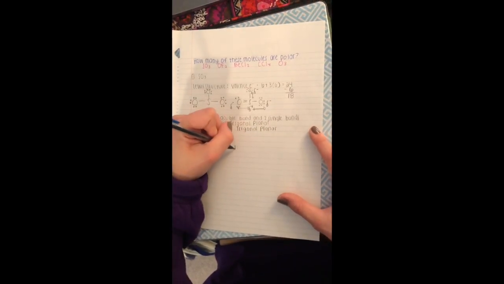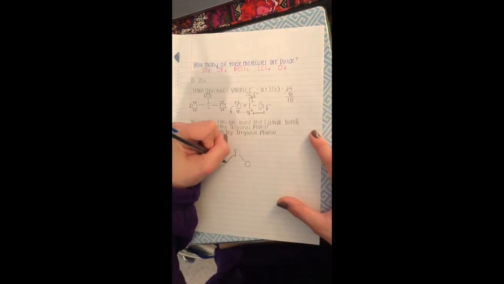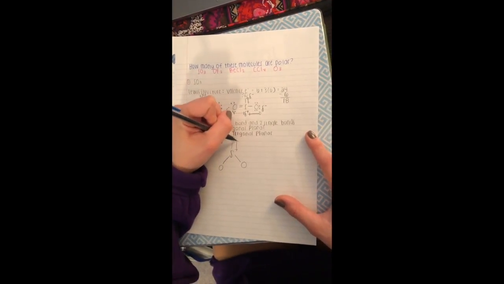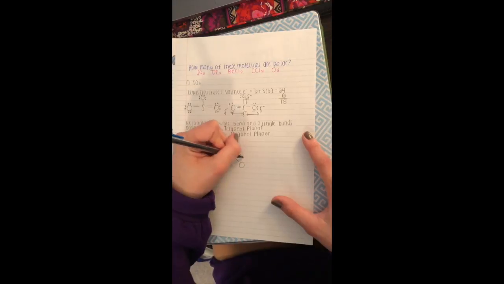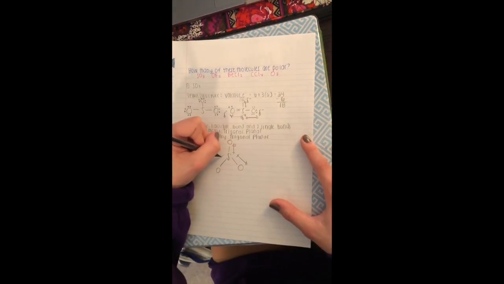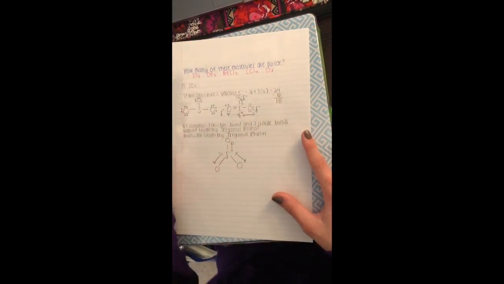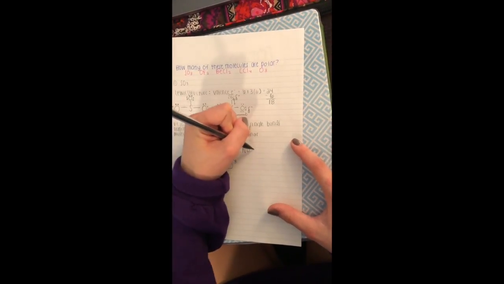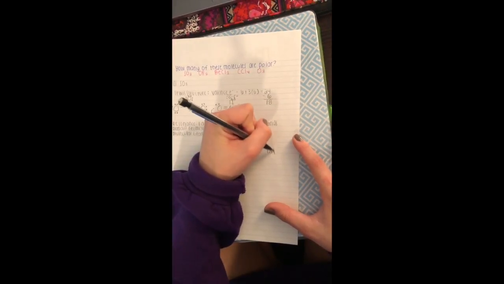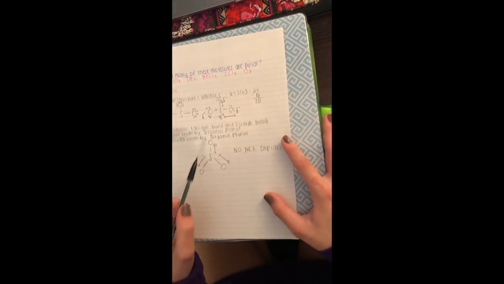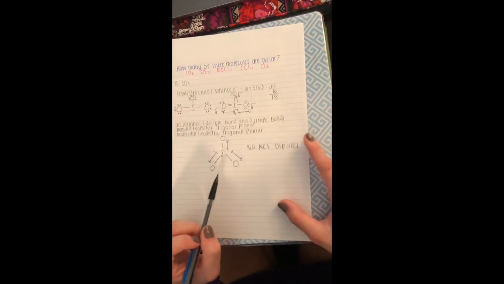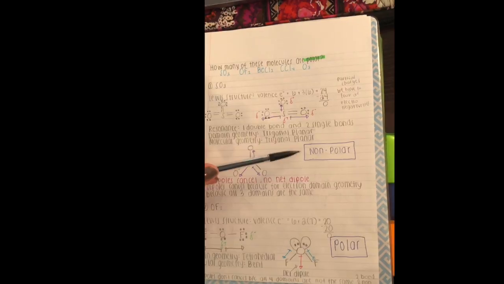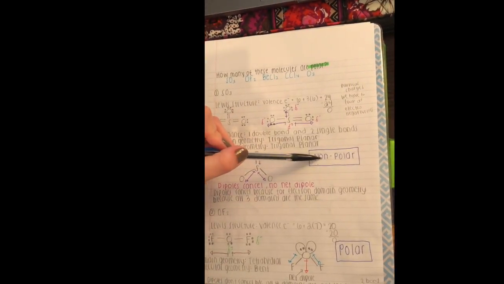Now we're going to redraw the structure down here with the dipoles. In this structure, the dipoles cancel and there is no net dipole. The dipoles cancel because for electron domain geometry, all 3 domains are the same. So that means SO3 is nonpolar.